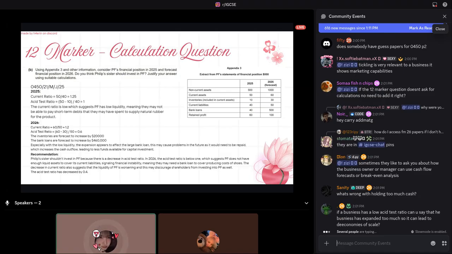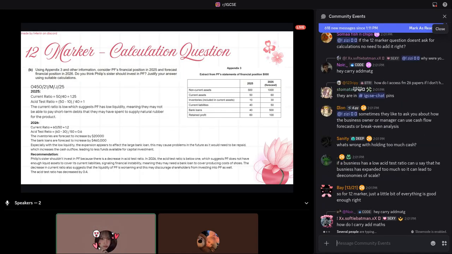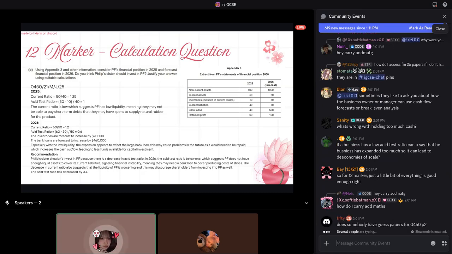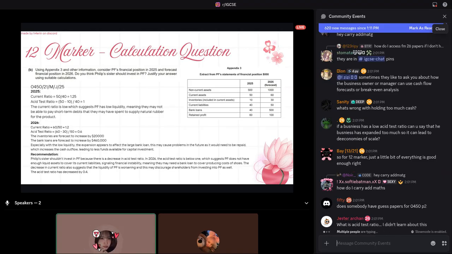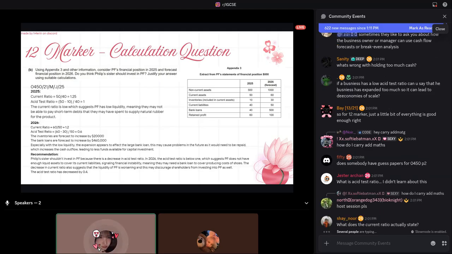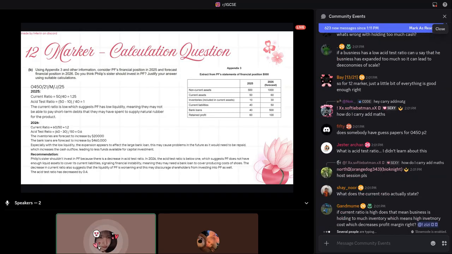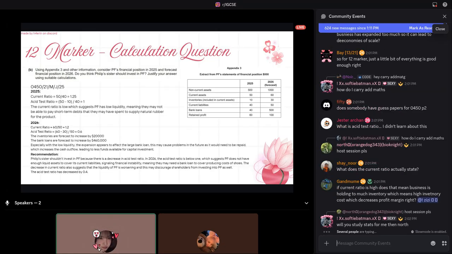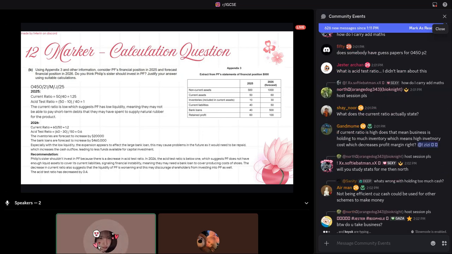If the 12 marker question doesn't ask for calculations, no need to add it, right? Yes, correct. Zizi, sometimes they like to ask you about how the business owner or manager can use cash flow forecast or break even analysis. When I see questions like that, I use the last sub chapter, analysis of accounts. Or if you think logically, managers use cash flow forecast to predict what the business could be like in the future, so it can influence their decisions. And bank managers want to see if the business has enough liquidity to pay the short-term debts or the loans.